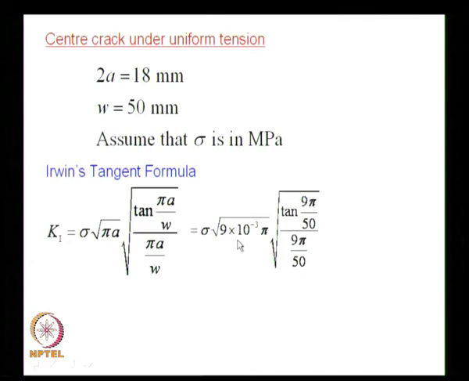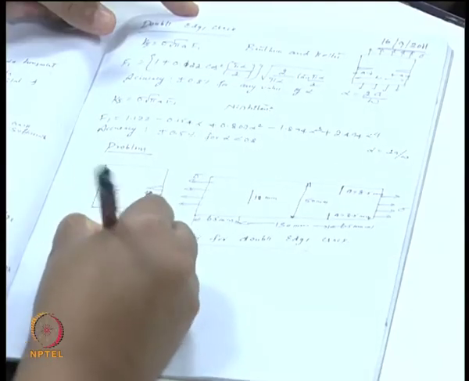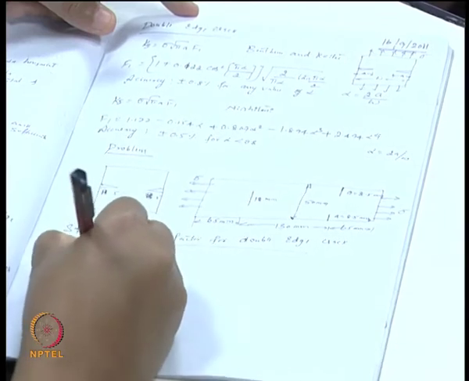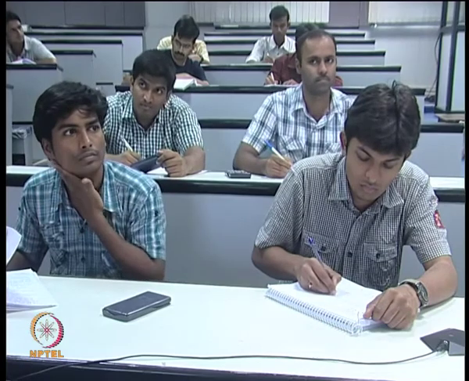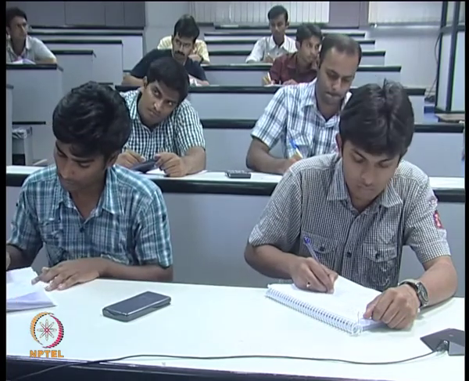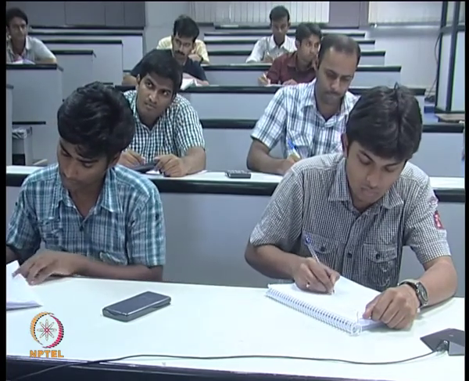And when you substitute the relevant quantities, I can express the stress intensity factor K1 equal to 0.1781 sigma MPa root meter. Now, what you will have to see is, what is the way we are going to get the results for the other formulas and compare them with the double edge crack.